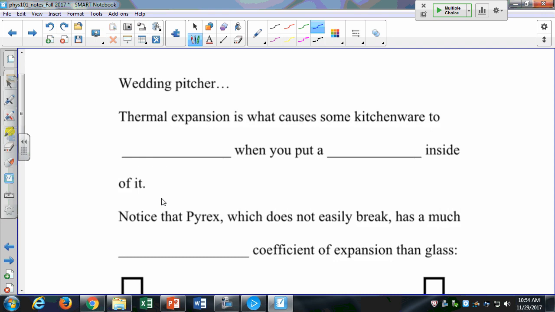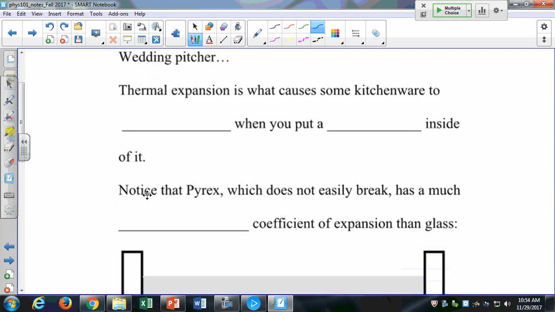But anyway, when you put hot liquid into something like that, it expands, right? And depending upon the rate of thermal expansion, for crystal it's kind of high. It can crack the material. So it causes some kitchenware to crack or break when you put a hot liquid inside of it. And the reason is that the inside of it is expanding, but the outside of it does not expand.